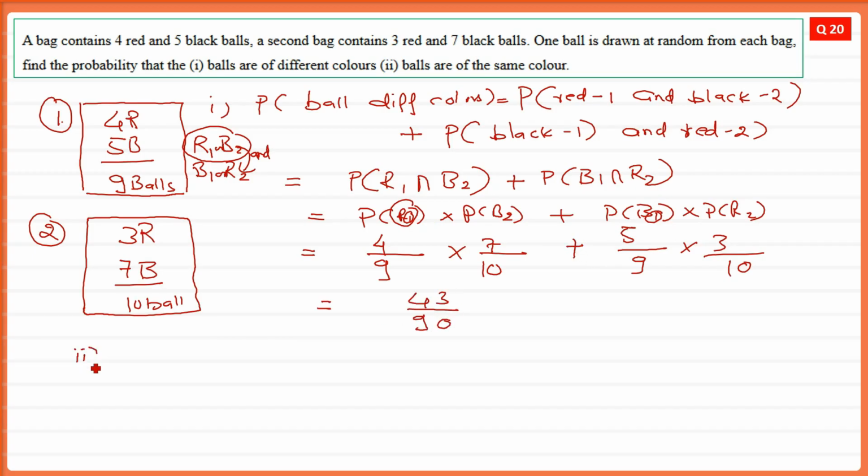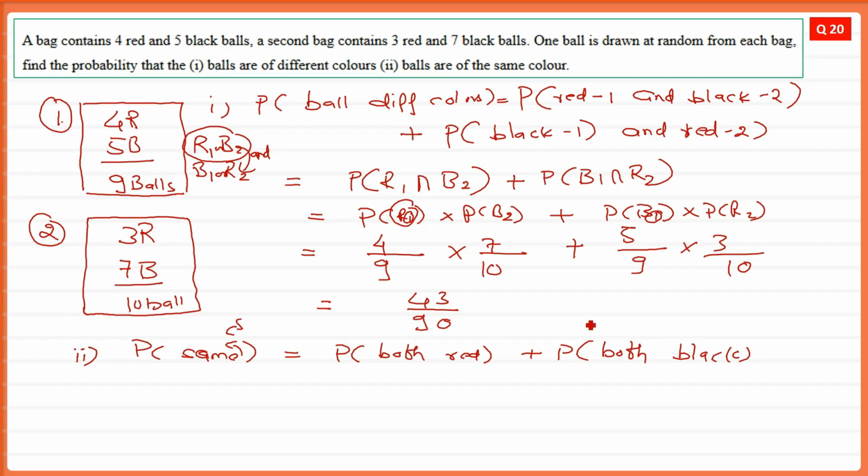Now the second option in the question: balls are of the same color. So we'll write it like this, probability of same colors. This means both should be red or both should be black. There are 2 different colors. So balls of the same colors means getting red from first and second, and getting black from first and second. So R1, R2, red from 1, red from 2, B1, B2, black from 1 and black from 2. Both red means R1 intersection R2 and both black means B1 intersection B2.